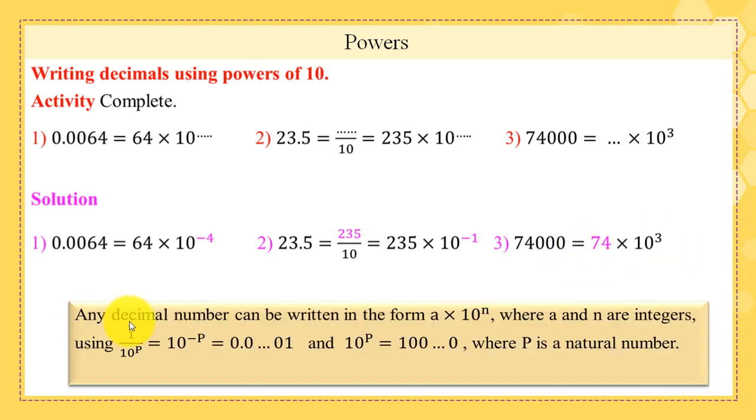So we conclude that any decimal number can be written in the form a times 10 to the power n, where a and n are integers, using 1 over 10 power p equals 10 power minus p. The power changes its sign when it goes from the denominator to the numerator and vice versa. 1 over 10 power p equals 0.0 up to 0.1, and these zeros represent the number p. That means p zeros. And 10 power p equals 1 0 up to 0. Also these zeros represent p zeros.